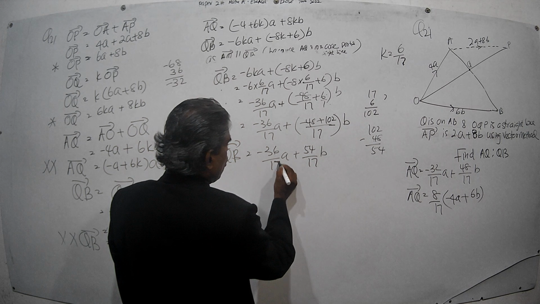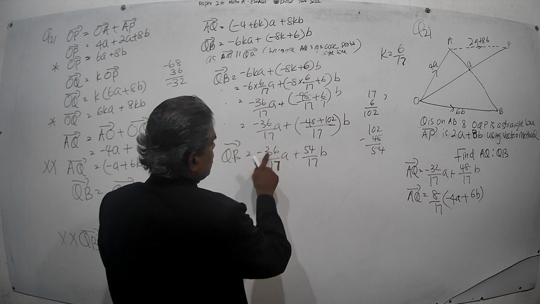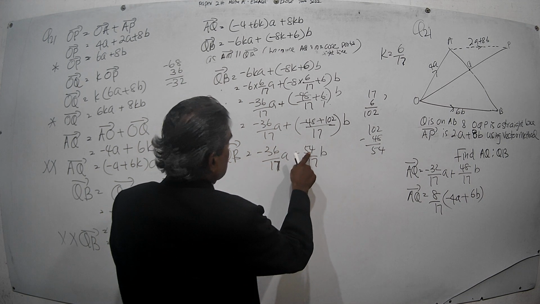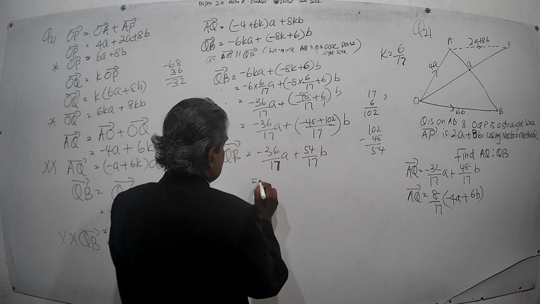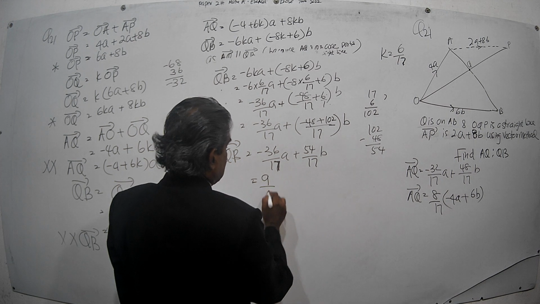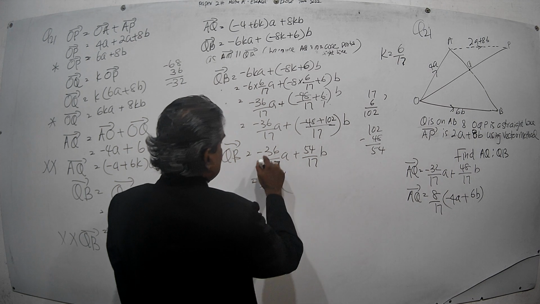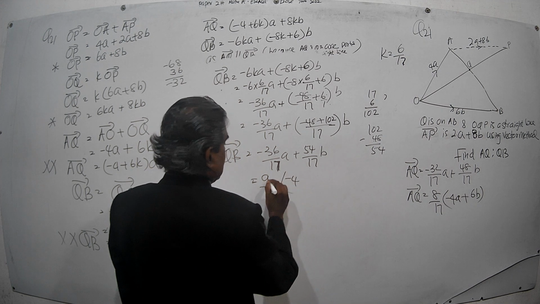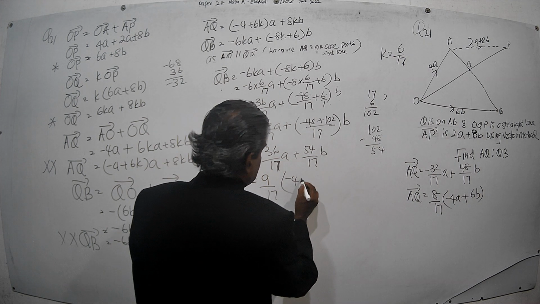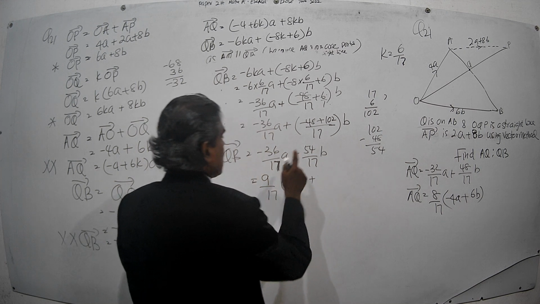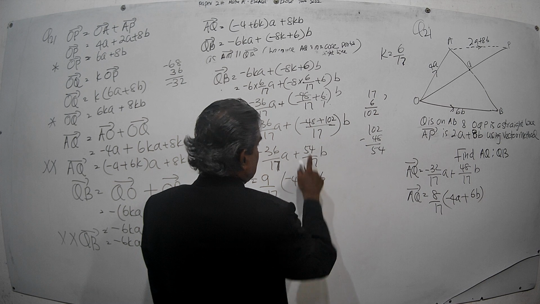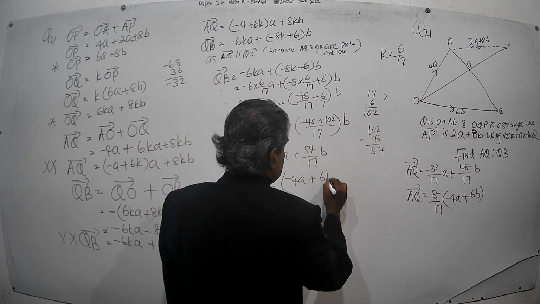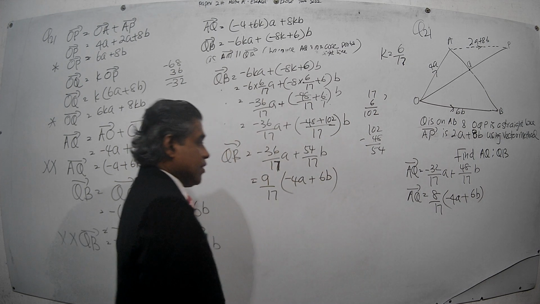Here also there are common factors. 9 is common for both. 9 times here how much? 4. 9 times here how much? 6. Then 17 is also common. Then take 9 out and 17 also out. What is left here? Minus 4. 9 times minus 4 is minus 36. Then 9 times what is left here? 6 is left. 9 times 6 is 54. Then b. Like that.